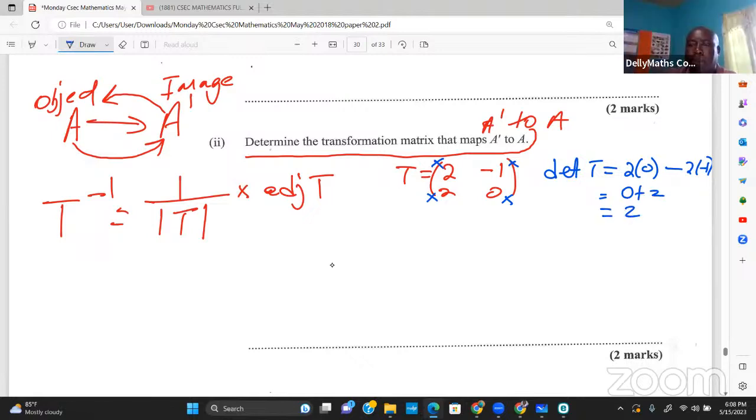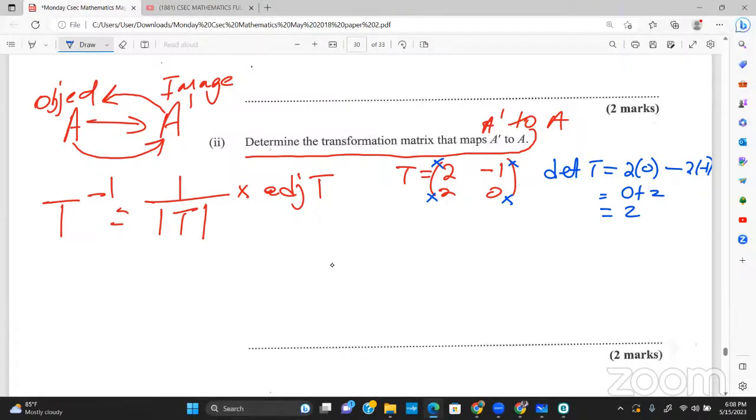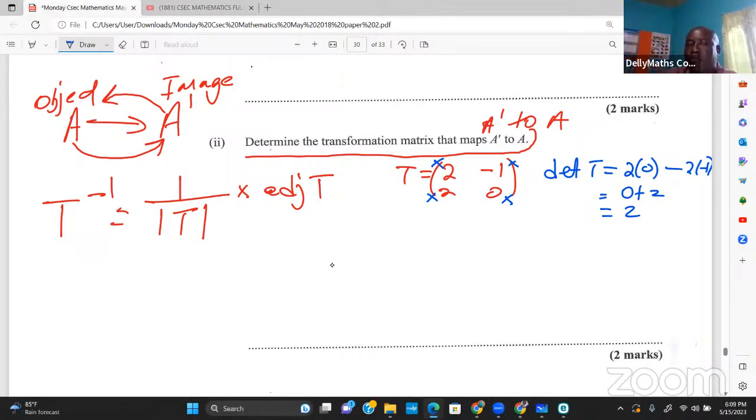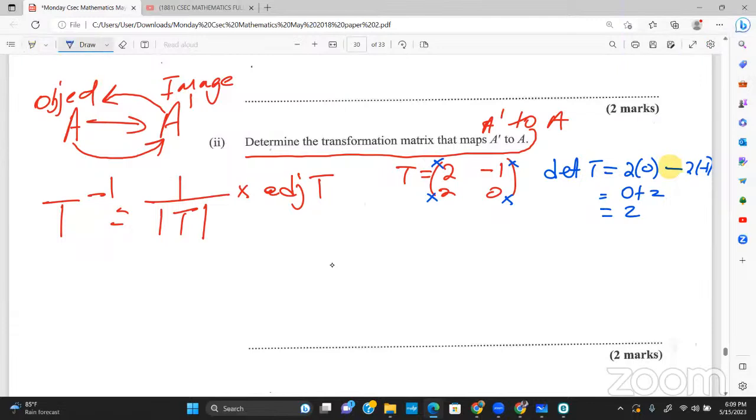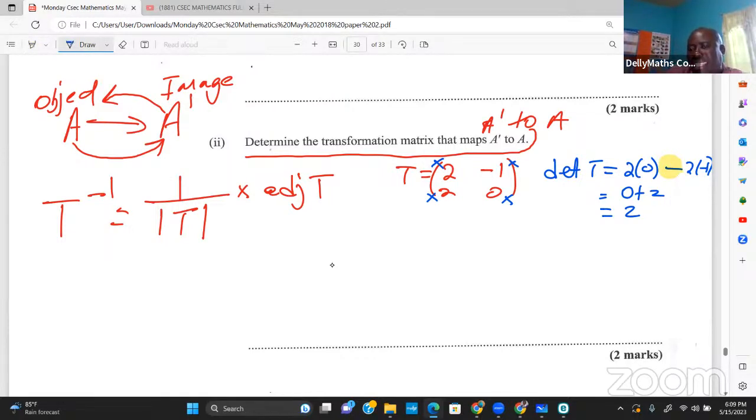Go ahead. You could put the -1 first also. Yes, okay. Just make sure that you don't mix it up with this. This minus must be there. That's a part of the formula. But yes, anyone could go first. All right. So the determinant of the matrix T is 2.